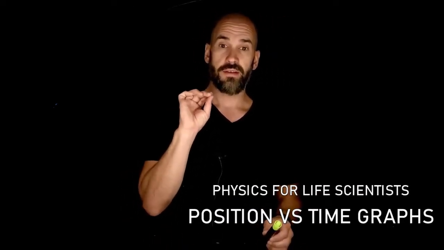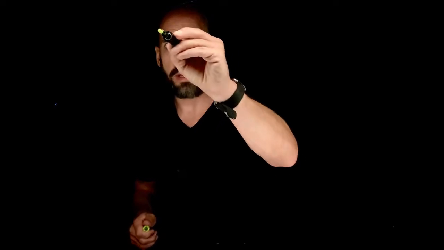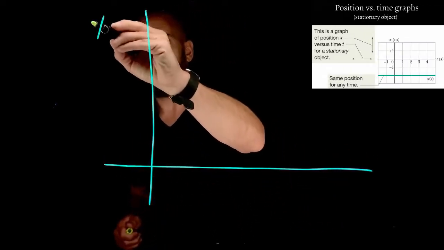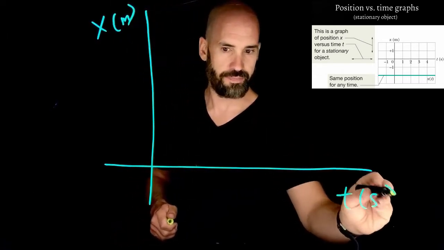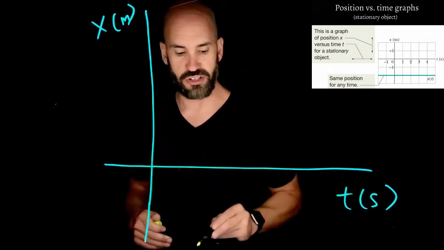Okay, ladies and gentlemen, we're going to start slow and take very simple and step-by-step situations for different examples of motion on graphs. The most simple example that we could possibly take is a stationary object. Just like we have on the screen, let's suppose that I have x in meters versus time in seconds.